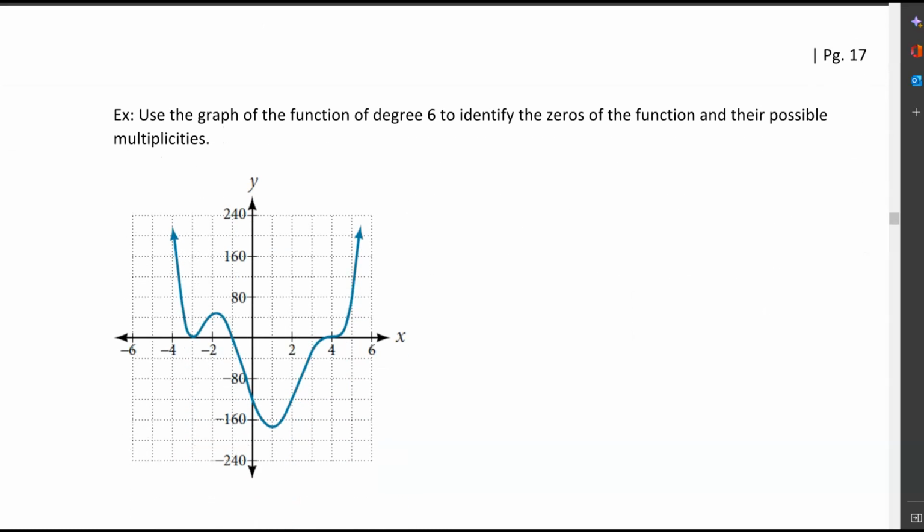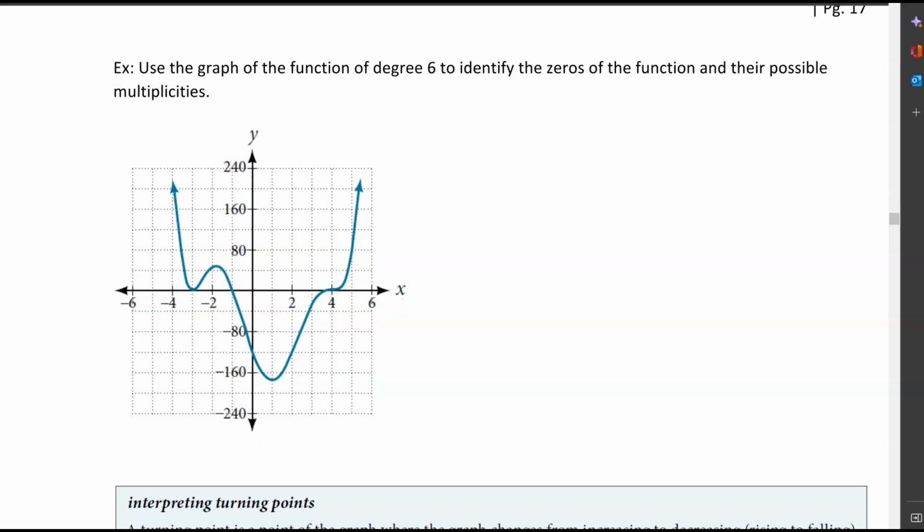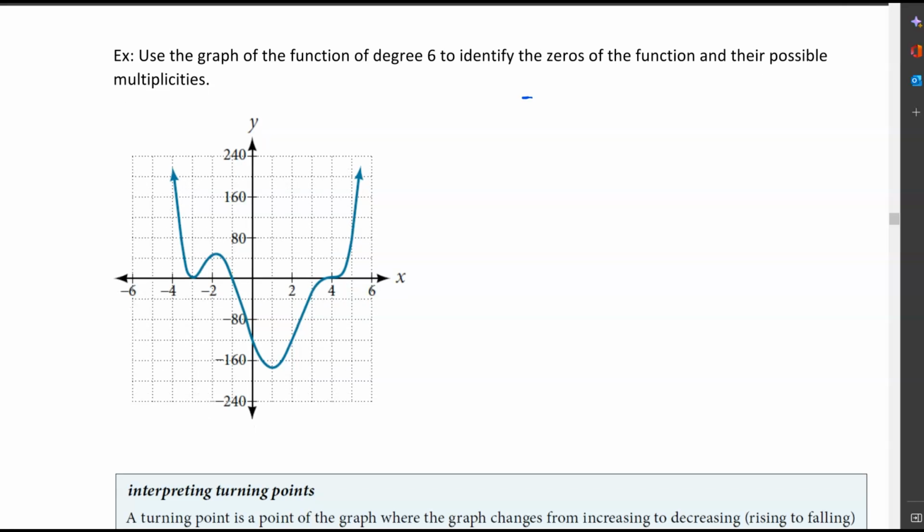Use the graph of the function of degree 6 to identify the zeros of the function and their possible multiplicities. So let's take a look at these. First we want to identify the zeros that we have. Let's list the zeros. We have one here at -3, one here at -1, and one here at 4.